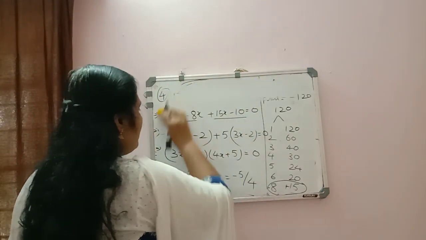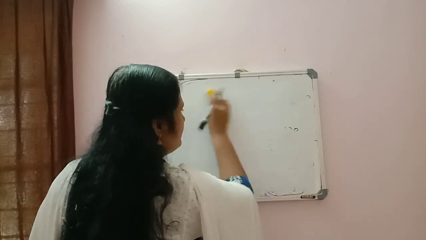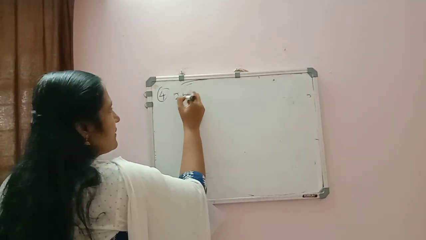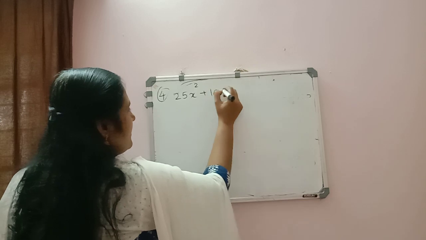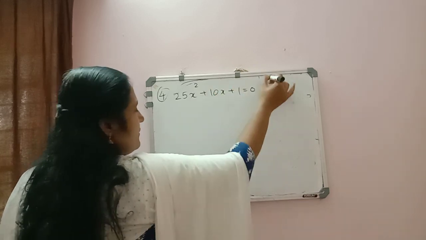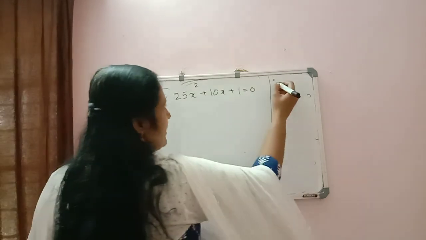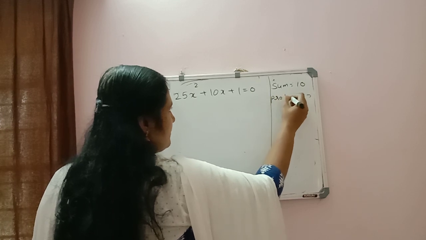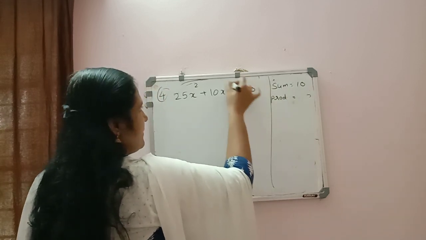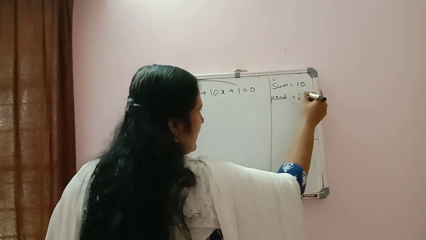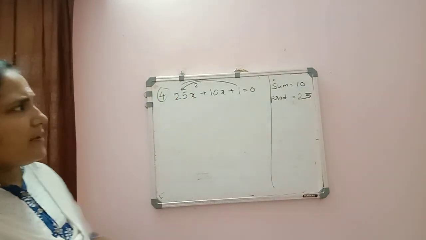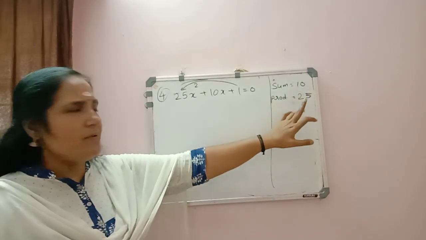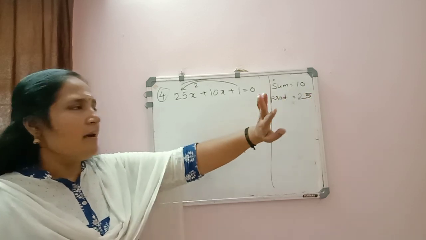Moving on to the next example. 25x² + 10x + 1 = 0. So split the middle term. We have to find two numbers whose sum should be equal to 10 and the product should be equal to 25 into 1, 25. Now, a product of 25 has only a few number pairs, so we can check without writing. 1 into 25, 25 plus 1 will not give us 10.